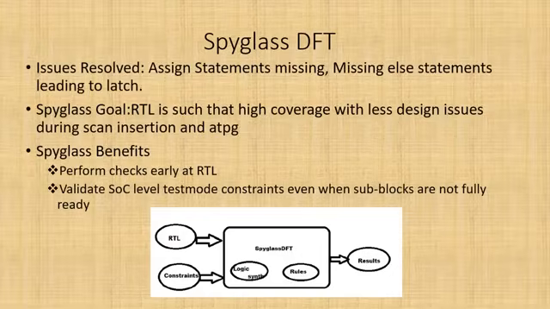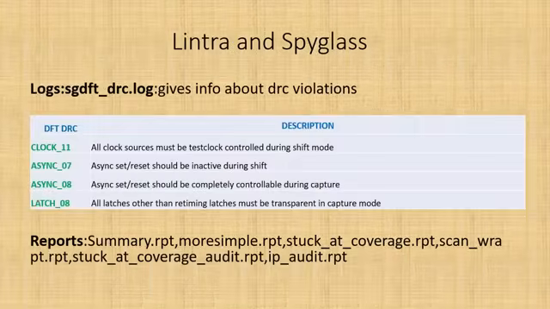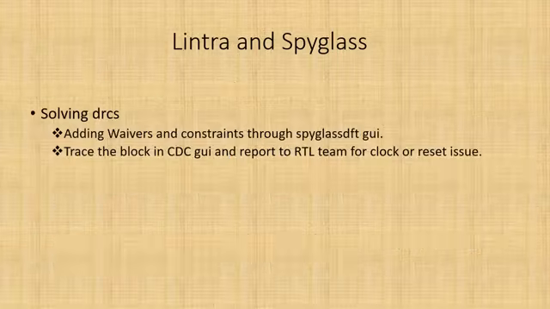If we go to SPYGLASS DFT, the main goal of SPYGLASS DFT is to identify the clock level violations. That is, all clocks should be controlled in the shift mode and it should be a test clock. Async 07, where async set and reset should be inactive during shift. Async 08, where async set and reset should be completely controllable during capture. Latch 08, all latches other than retiming latches must be transparent in capture mode.